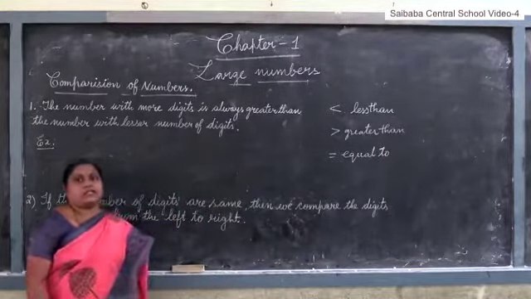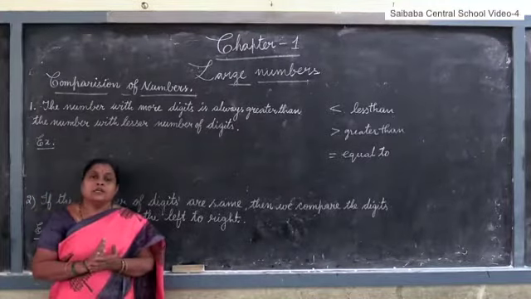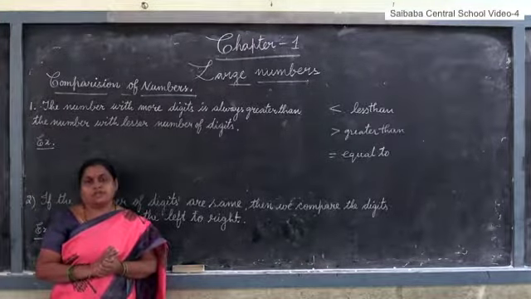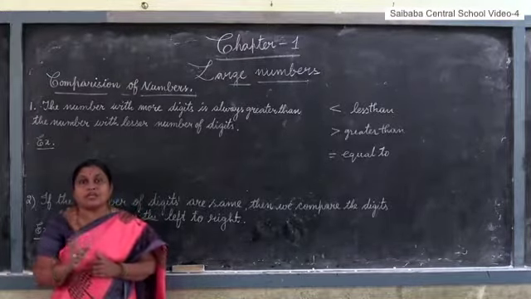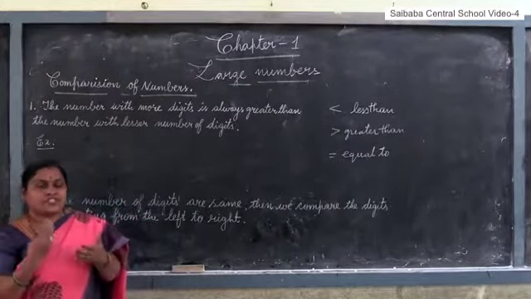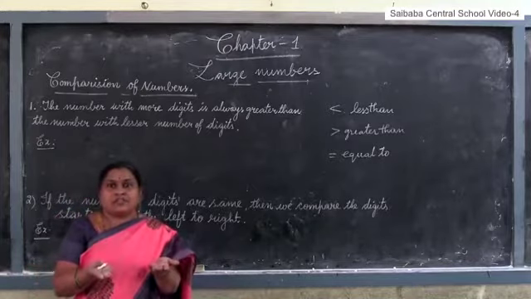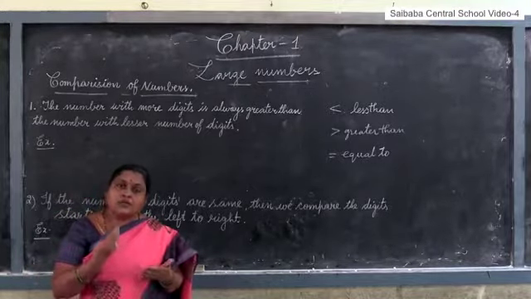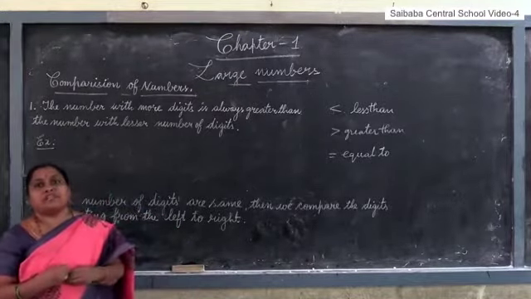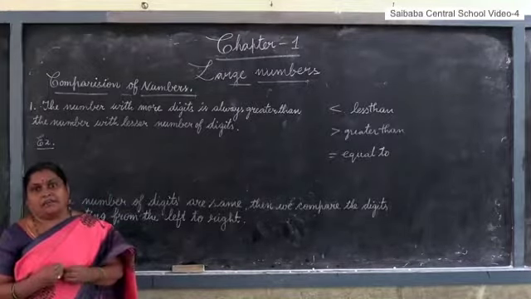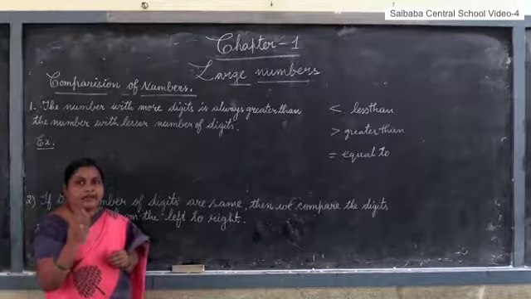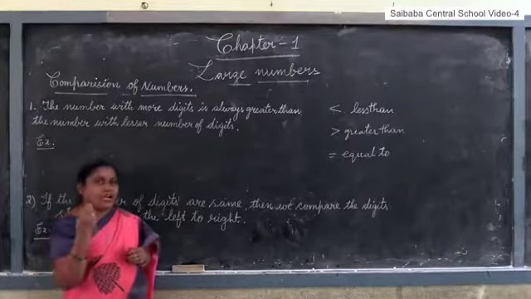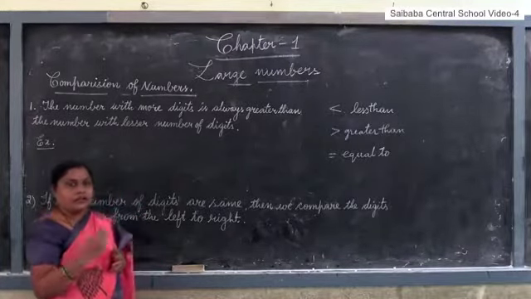When you are comparing the given numbers, the first step you have to remember is to count the number of digits in the given numbers. Which number has more digits is the greater number. Which number has fewer digits is called the smaller number.